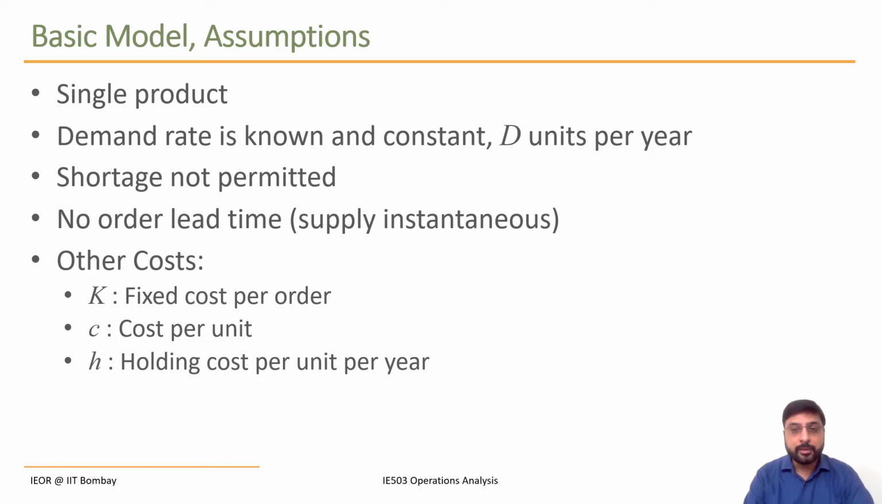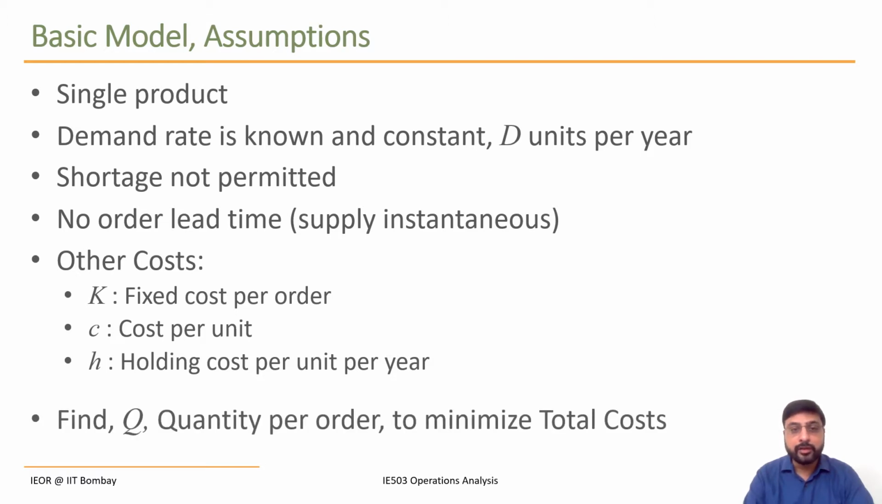The other cost parameters that we are going to use in this model are K, the fixed cost per order, C, the cost per unit, and H, the holding cost per unit per year. The problem on hand is to find the quantity Q per order so as to minimize the total cost.